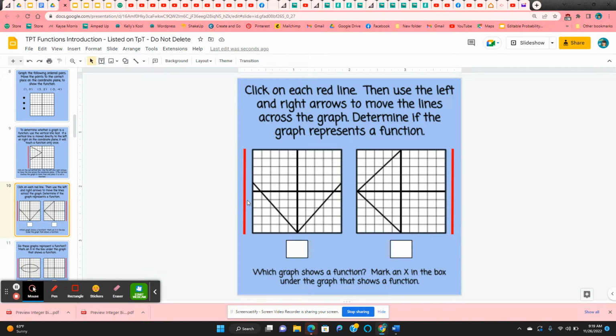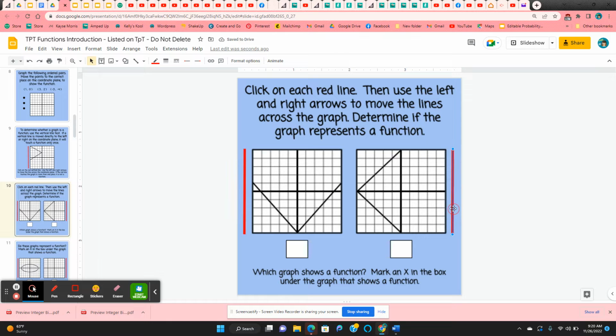And then they're given 2 more graphs to determine whether each is a function. So they're just going to, again, click on the red line, and this one, click on the right arrow. And they can see that it never touches the graph more than once, so it is a function.